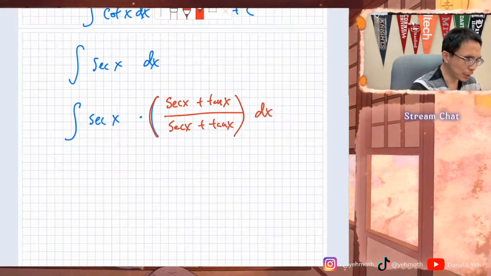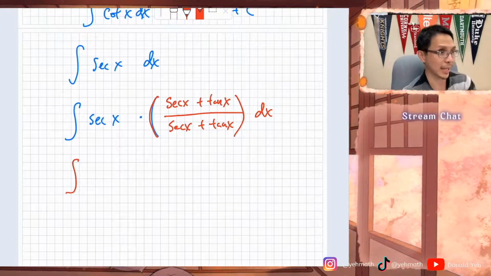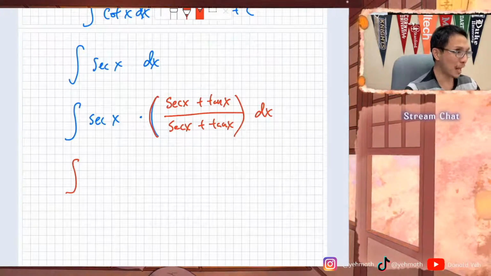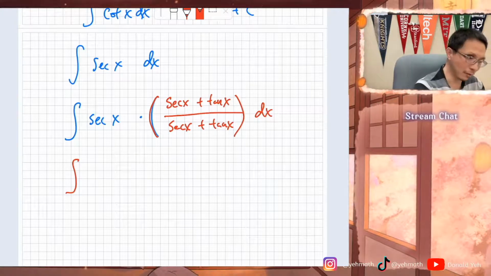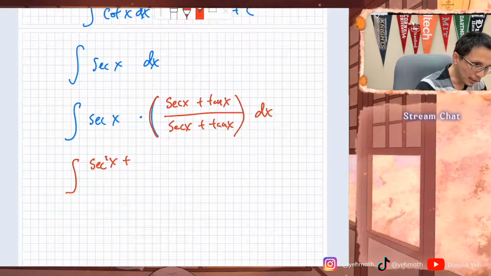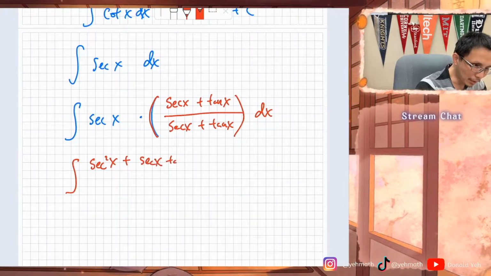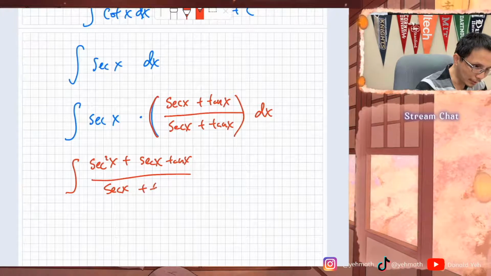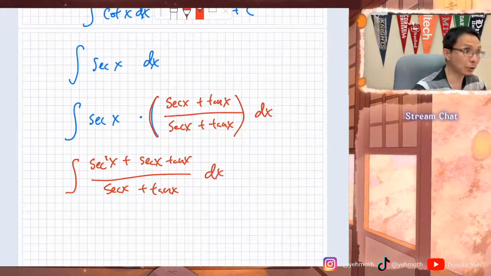So what we're going to do is make things look even more complicated now, and then all of a sudden it becomes clear. That's what's so elegant about this. So for the integration of this, I'm going to distribute that. It'll be secant square of x plus secant of x tan of x over secant of x plus tan of x.